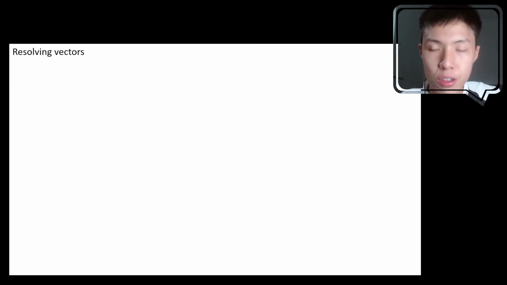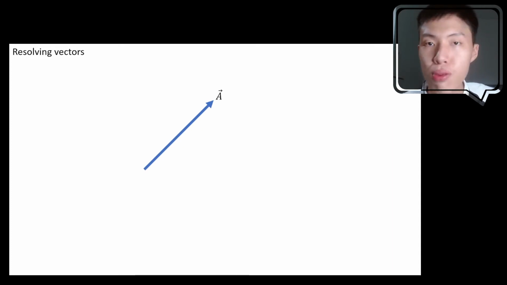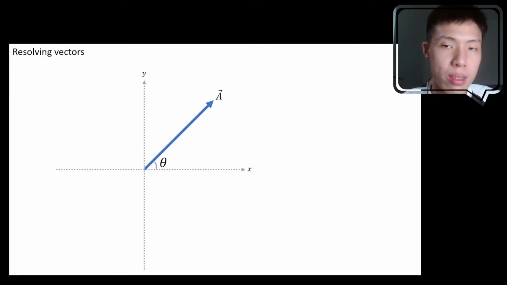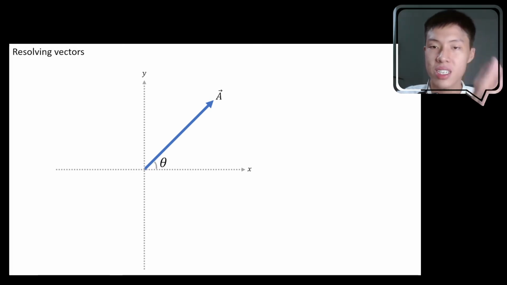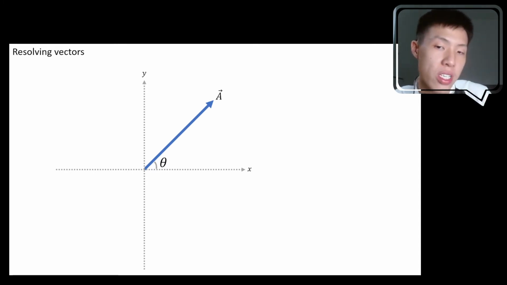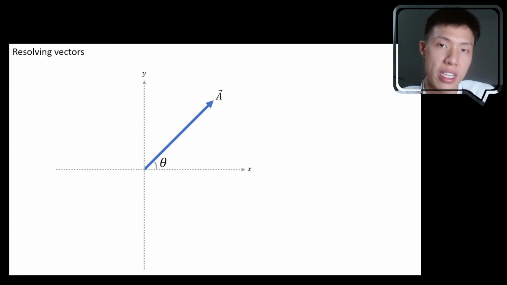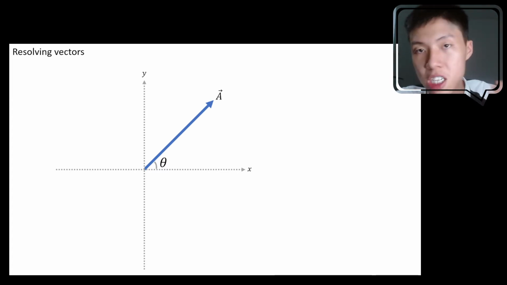Let's talk about resolving vectors. So imagine today we have vector A here, and this vector A, if we put it on an xy coordinate, it's not lying on the x-axis, nor is it lying on the y-axis. It's somewhere in between the x and y-axis, and here I measure the angle between the vector A and the x-axis to be theta.